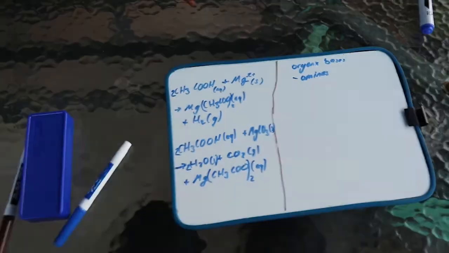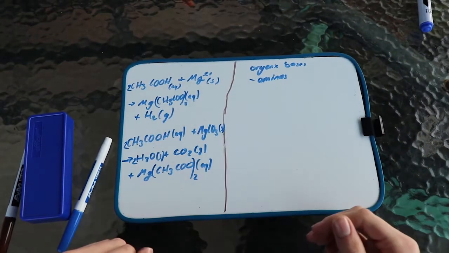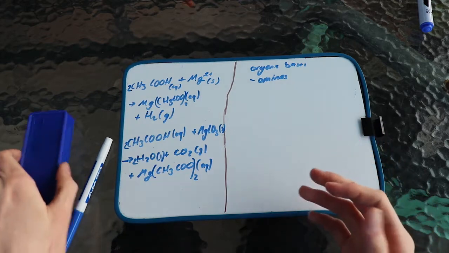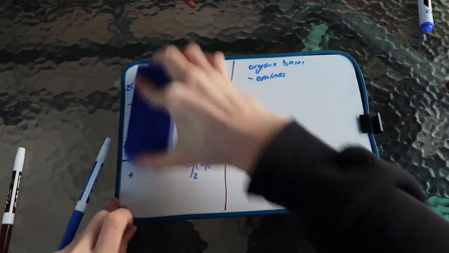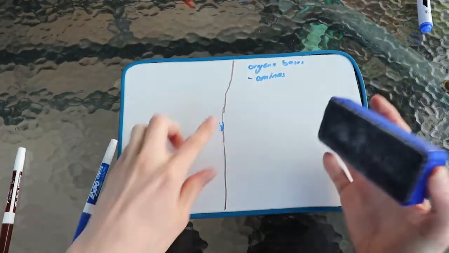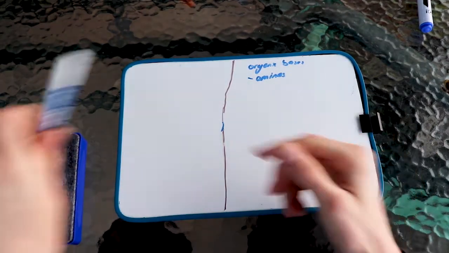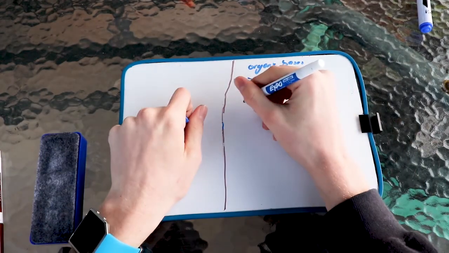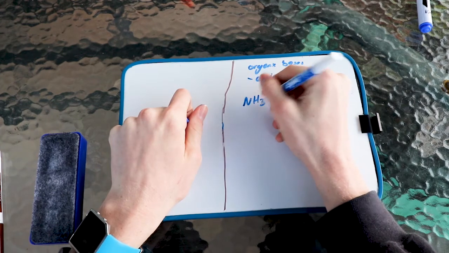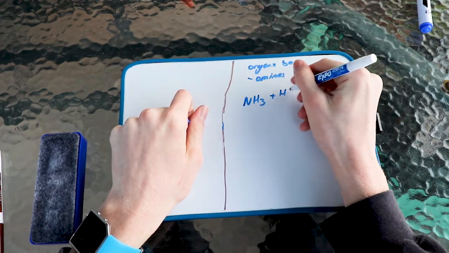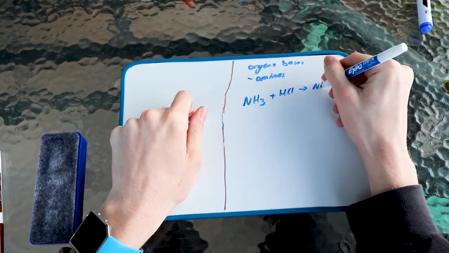Cool. So organic acids continue with the same reactions as normal acids pretty well. And if we look at the organic base of an amine, we're going to find pretty much the same thing as if we were to react the normal base of NH3 with an acid. This would go to NH4Cl.